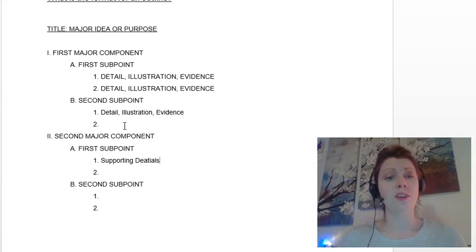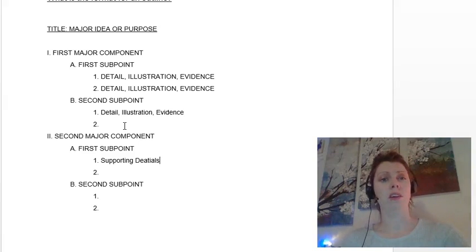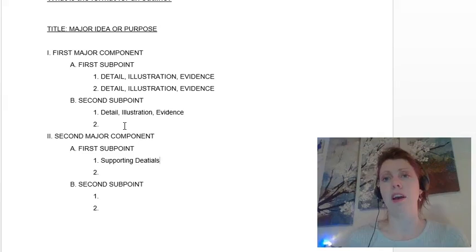Okay. So that's pretty straightforward. You have your title. You usually, in this outline here, they say you have 2 main components. Each component has 2 subsections or 2 subpoints, and you always have to have a couple pieces, not just one, a couple pieces of evidence to support your point.